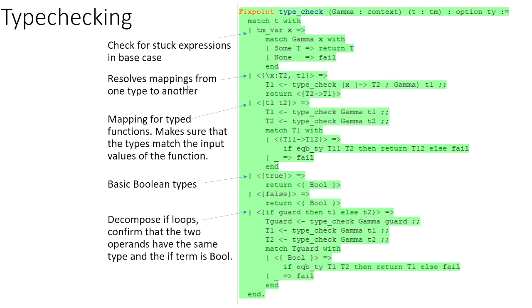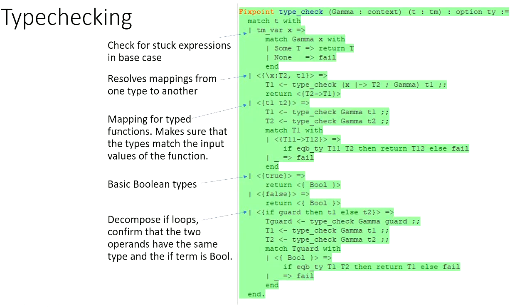Alright, so this is the type checker itself. Let me go over some basic attributes of it, and I'll then show you the code running in Coq. So our base case, we check for stuck expressions. If t is not stuck and resolved into a type, then we return it. If not, then it's considered a failure, and the type is in the end stuck. Our second case resolves mappings from one type to another via functions.